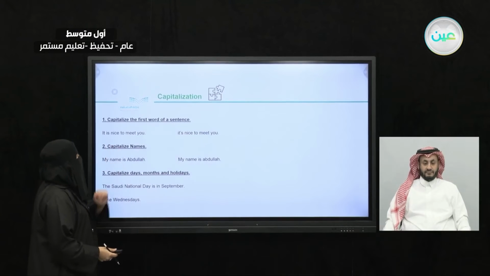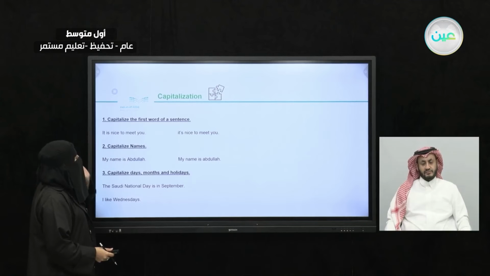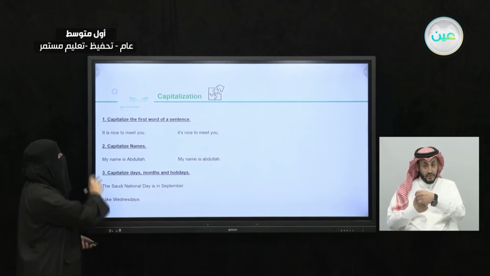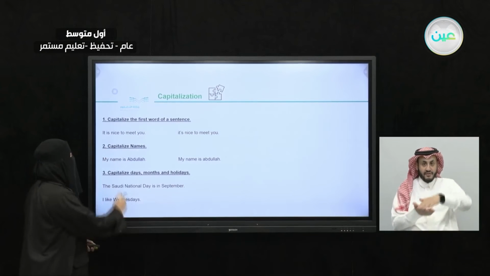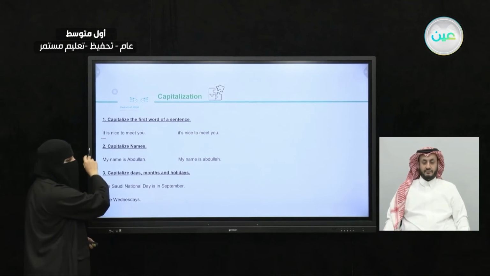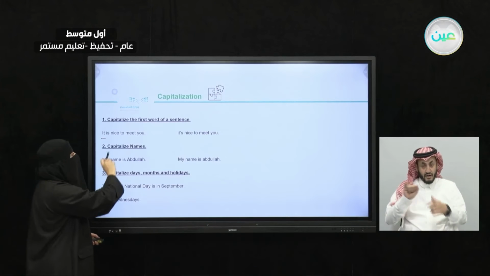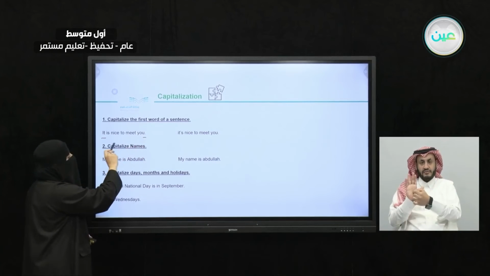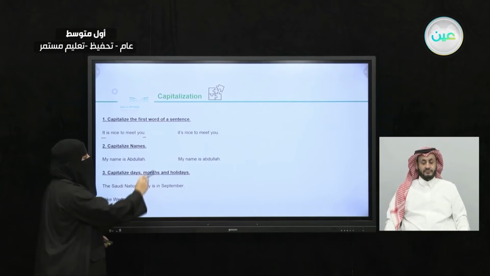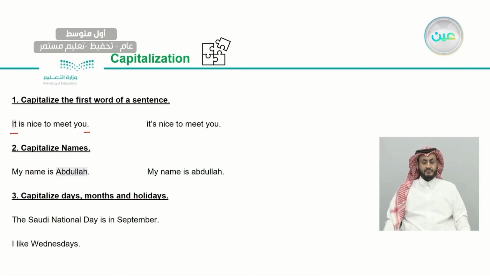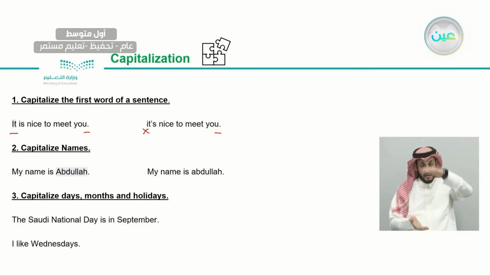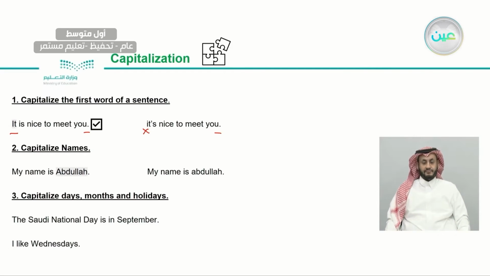Let's look at capitalization. We capitalize the first word of a sentence. Look at the first sentence right here. It is nice to meet you. I start with it. Is it capital? Yes, it is, right? And then I end with a period. It's nice to meet you, full stop. How about the second one? It's nice to meet you. What's the thing that's missing here? I got the period right here, the full stop at the end. How about the first letter in the sentence? It's not capitalized, so I did something wrong here. Okay? And this is the correct sentence.